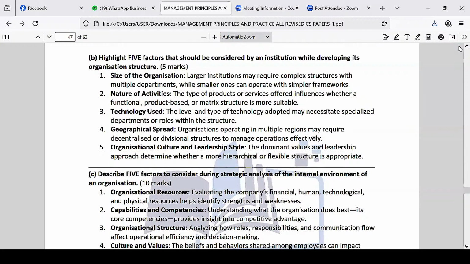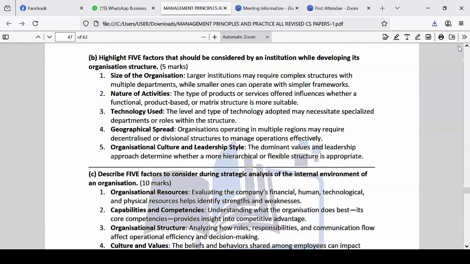So I was talking about geographical spread. It means sometimes when the company is spread over a bigger geographical area, there's some structure you cannot use. So if you have another branch in Uganda, Zimbabwe, Egypt, then basically you cannot go for, let's say, a functional structure. You can go for maybe a divisional structure.